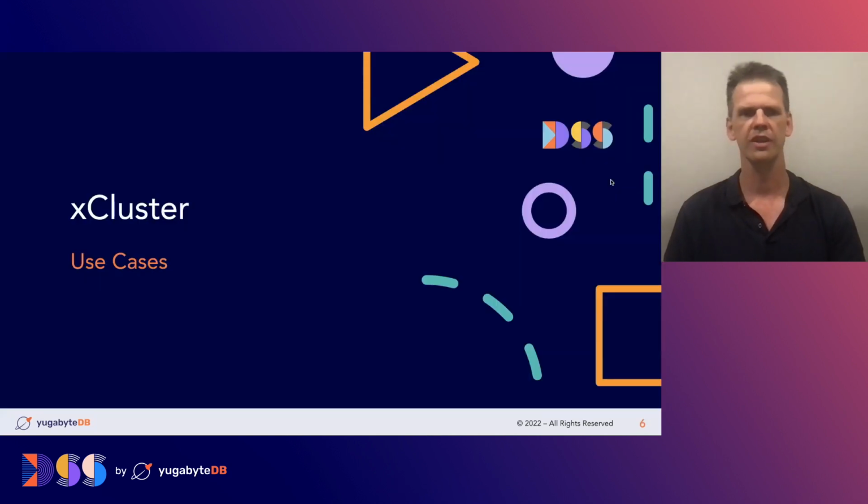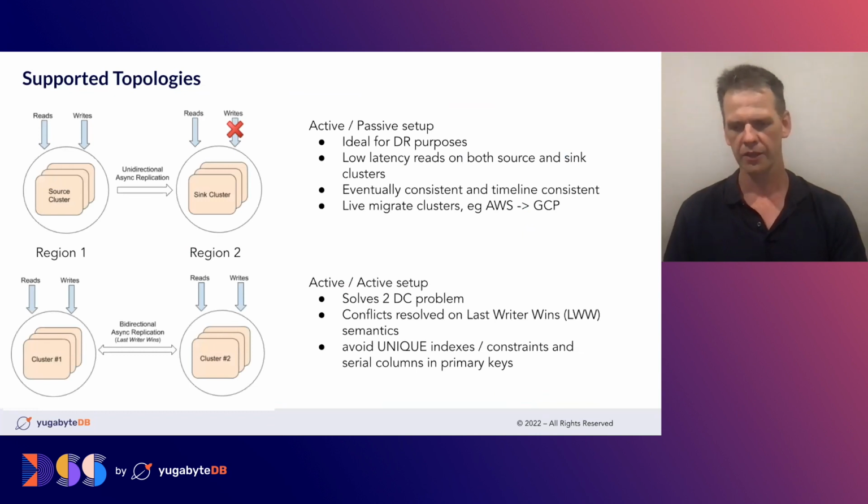So let's look at some use cases where we might use xCluster. There's a couple of supported topologies, and before we get into the use case, I want to go through these very quickly. The first is an active-passive scenario. So effectively, I have a source cluster and a sync cluster. My source cluster is taking both reads and writes, but my sync cluster is only taking reads. I'm replicating the data one directional, so from my source cluster to my sync cluster.